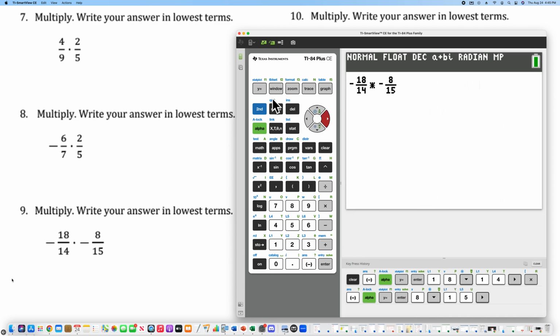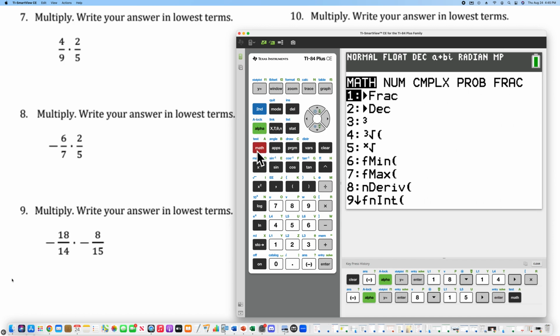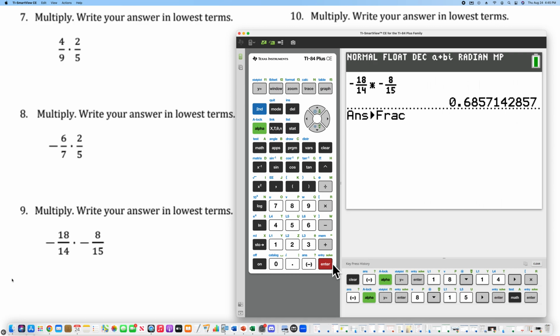All right, so since you're using this fraction command, you hit enter, and your calculator gave me a decimal. Don't panic. All right, just hit math, number 1. This command says return my previous answer as a fraction. So you can see ANS, that's the previous answer, changes it to a fraction, 24 over 35. That's what we have.